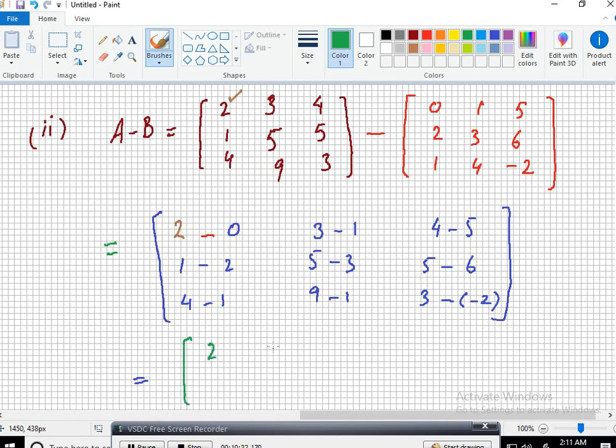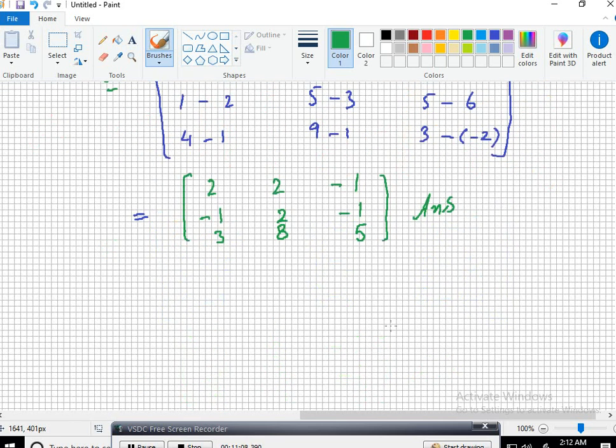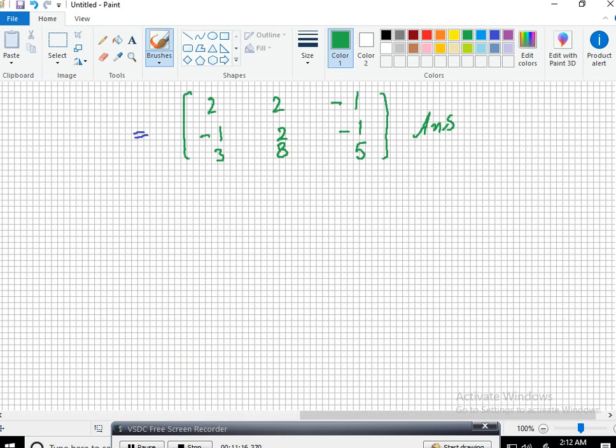So what is the answer? 2 plus 0 is 2, 3 plus 1 is 4, 4 plus 5 is 9, 1 plus 2 is 3, 5 plus 3 is 8, 5 plus 6 is 11, 4 plus 1 is 5, 9 plus 4 is 13, 3 minus 2 is 1. So this is A plus B. The first part is solved.